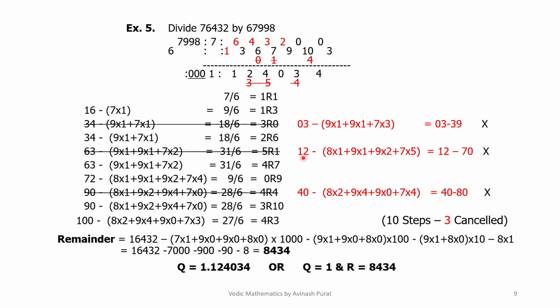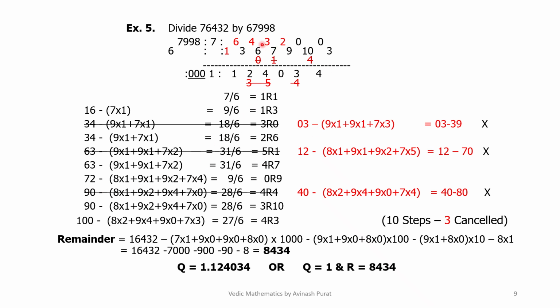But then next dividend would be 12 minus 8 into 1 plus 8, 9 into 1 plus 9 into 2 plus 7 into 5, that is equal to 12 minus 70. We get a minus figure. Hence, we go back to 63. 63 minus 9 into 1 plus 9 into 1 plus 7 into 2, that is 31 divided by 6 equal to 4. We take quotient 4 and remainder 7.